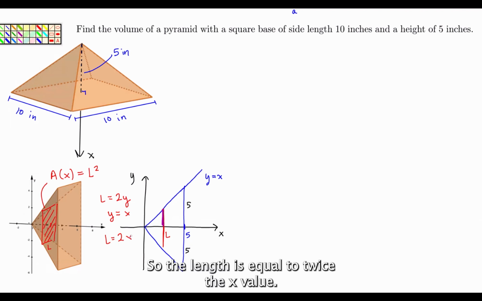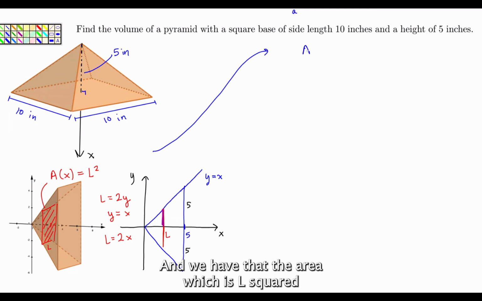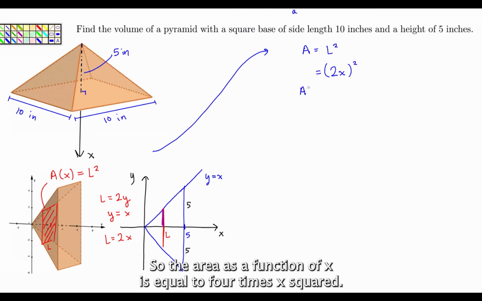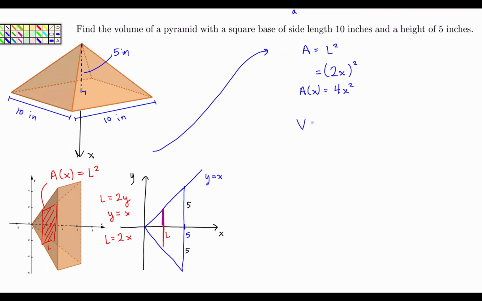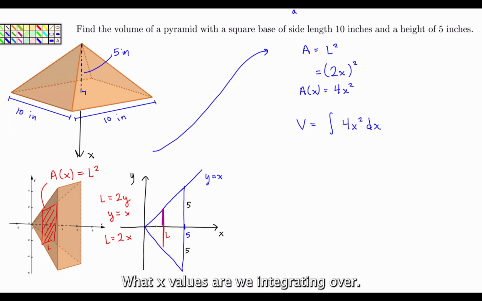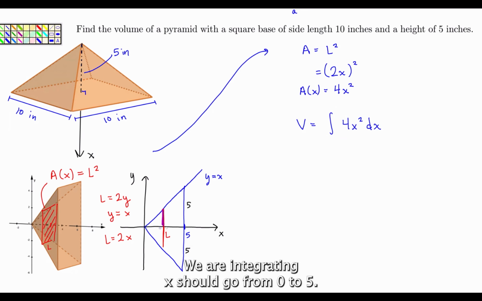That says, we take all this information and put it up here, and we have that the area, which is L squared, is equal to 2x all squared. Okay, so the area as a function of x is equal to 4 times x squared. That would make the volume equal to the integral of 4x squared dx. And we need to think about our bounds of integration. What x values are we integrating over? x should go from 0 to 5.